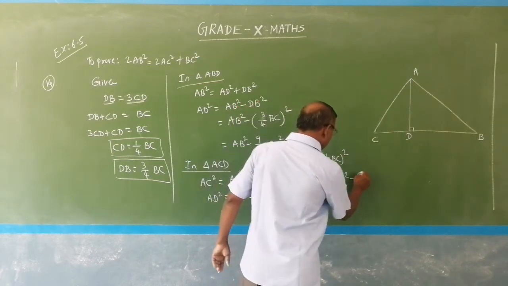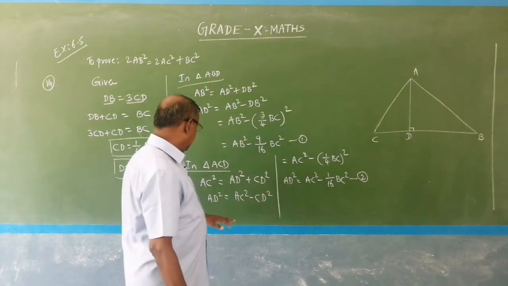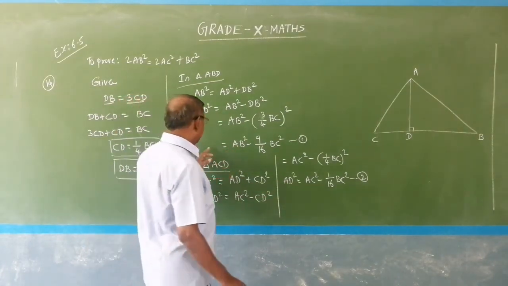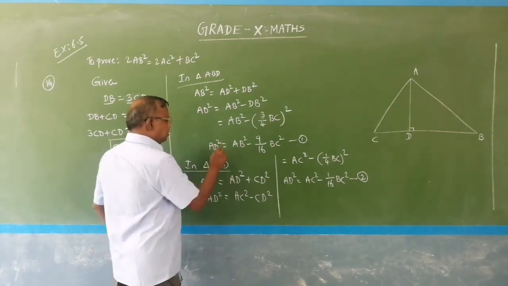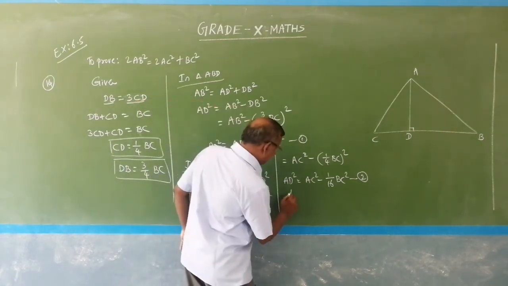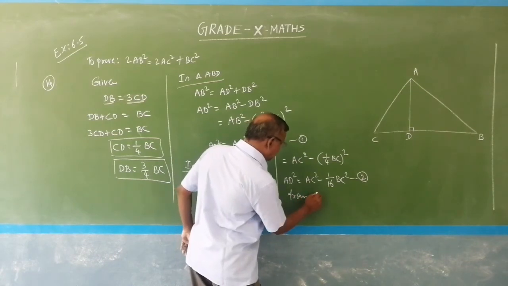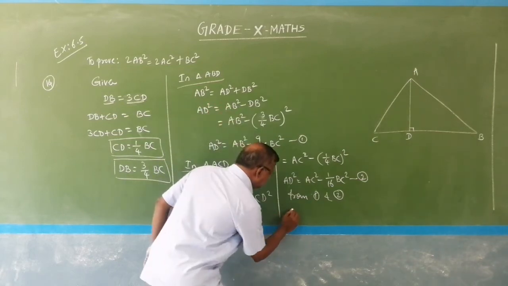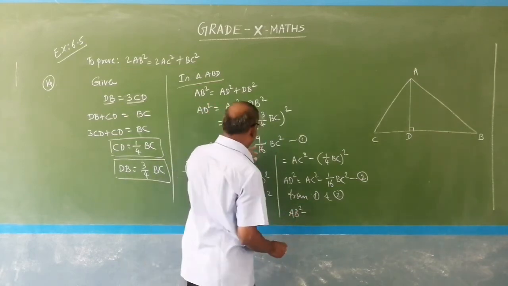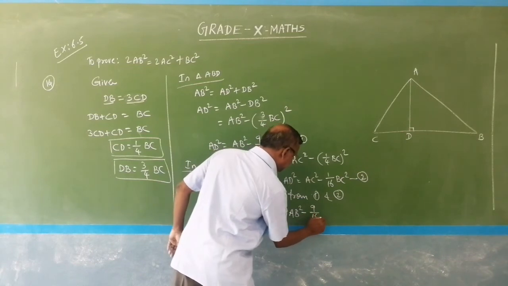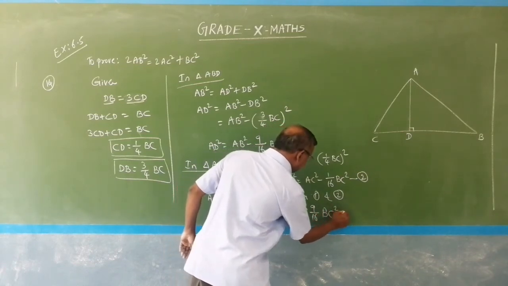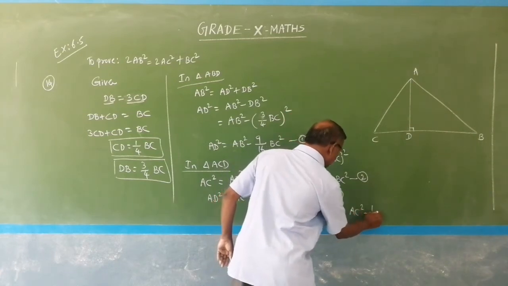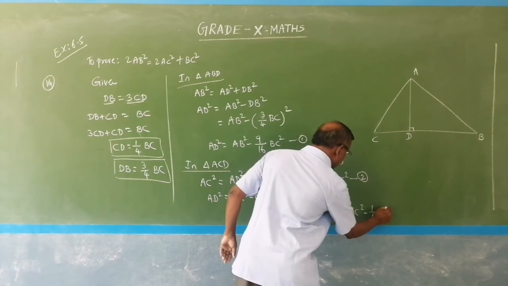Say this is 2. This is also equal to AD square. This equation 1 is also equal to AD square. So, from 1 and 2 we have AB square minus 9 by 16 BC square equal to AC square minus 1 by 16 BC square.